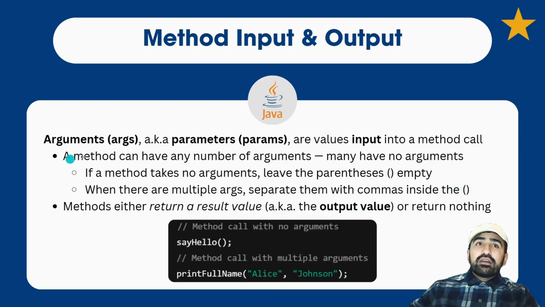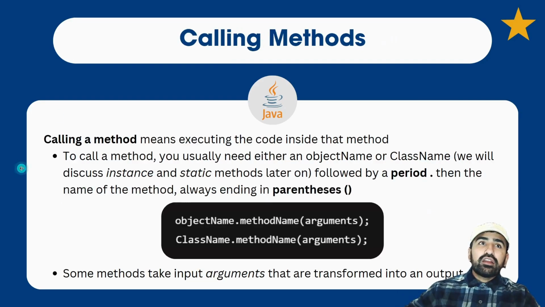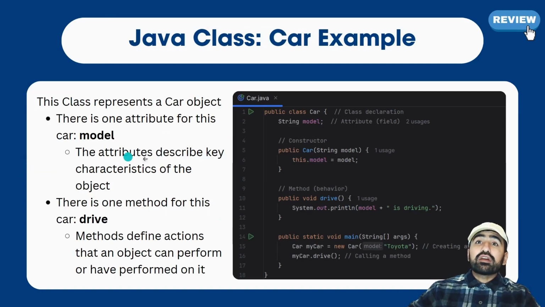So arguments, sometimes shortened as args, also known as parameters, also shortened as params, the lingo of programmers. These are values that are input into a method call. So when you call the method, you need to dial certain numbers. Let's look at a method that we already looked at, for example, the drive method.